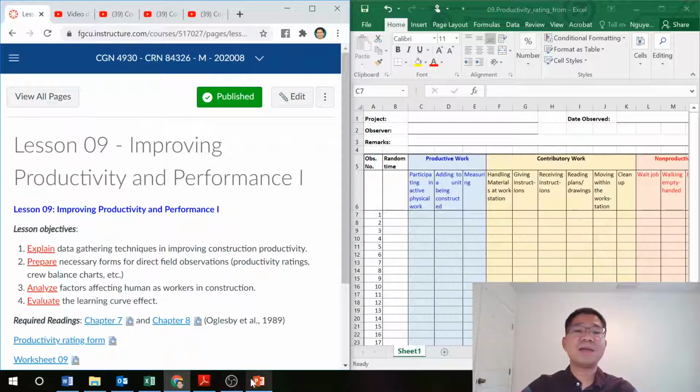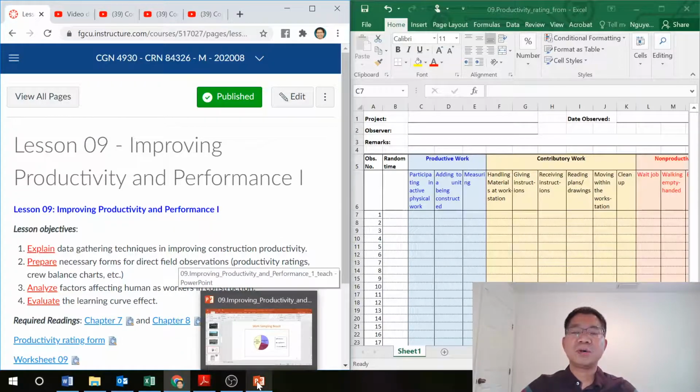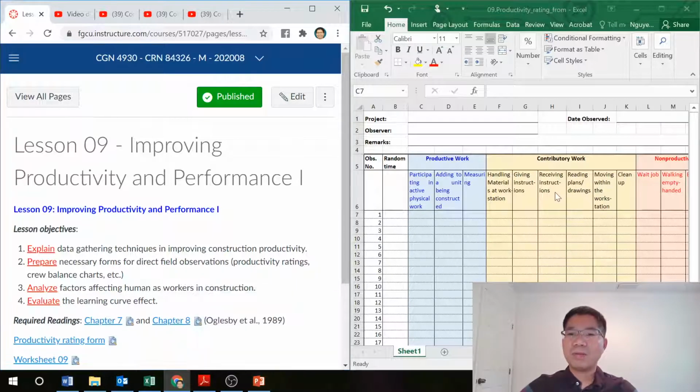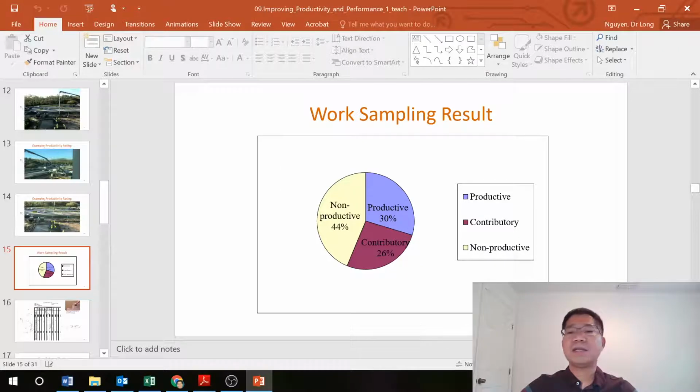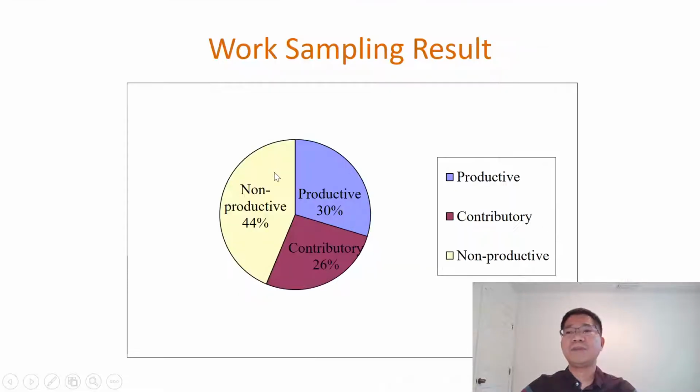So with that in mind, you can observe and record with the time, and you'll be able to come up with something like what I did here. In the next video, I will show you another method for data gathering, crew balance charts, and how to develop the process map for a certain operation, which is also required for your semester project.